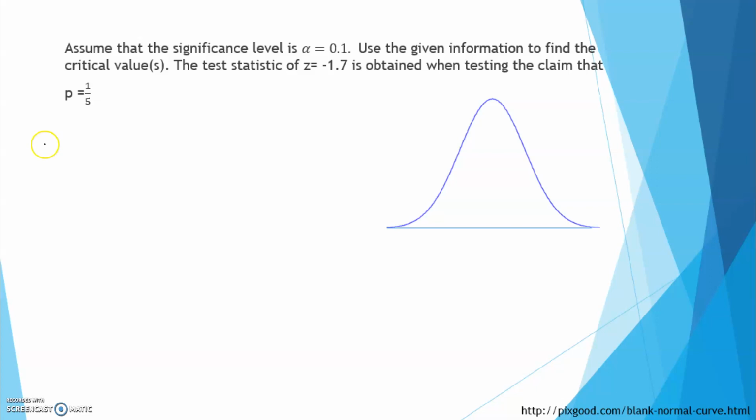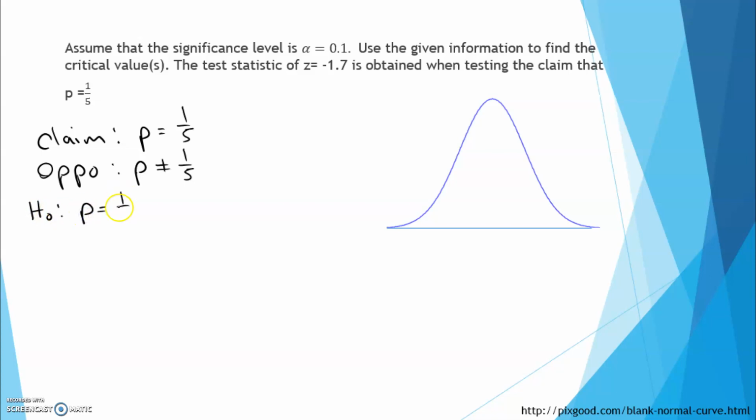Okay, so we're going to start off with writing what the claim is. So the claim is p is equal to 1 over 5. The opposite of that, p is not equal to 1 over 5, which means H sub 0 will be p is equal to 1 over 5, and H sub 1 will be p is not equal to 1 over 5. Okay, so our original claim is the null hypothesis. So here's our claim.